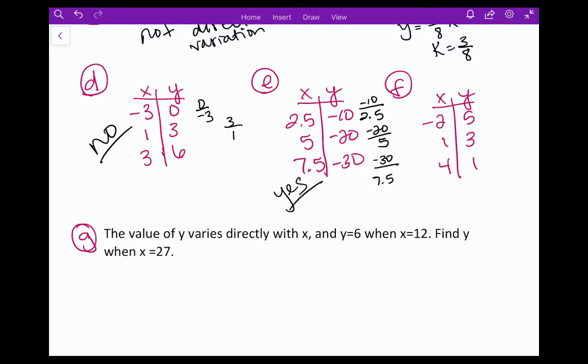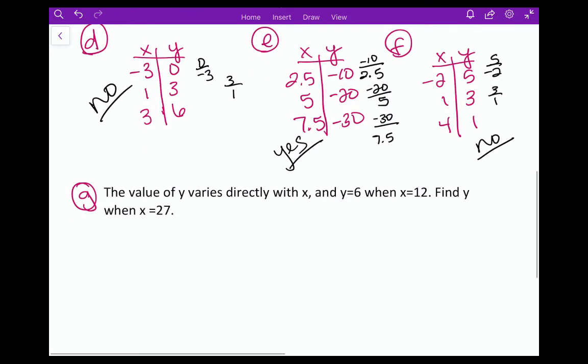Remember, these are all linear. We're not determining if this is linear or not. We're determining specifically if it is an example of direct variation. Over here we have 5 over negative 2, 3 over 1. 3 over 1 is 3, and 5 divided by negative 2 is not 3, so this is not direct variation. So to determine if it's direct variation from a table, you must find the ratio of y over x for every point that they give you, and if they're not the same, then it's not direct variation.